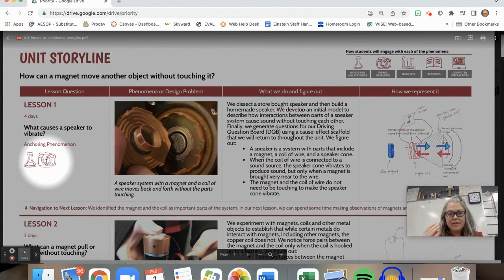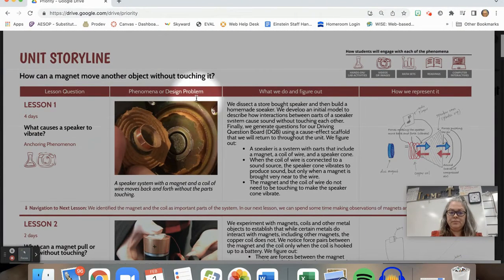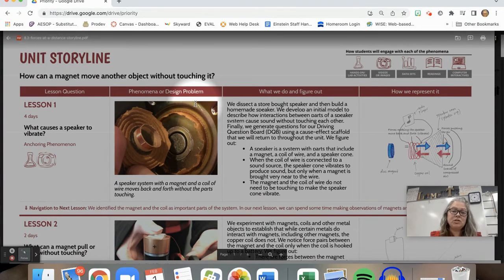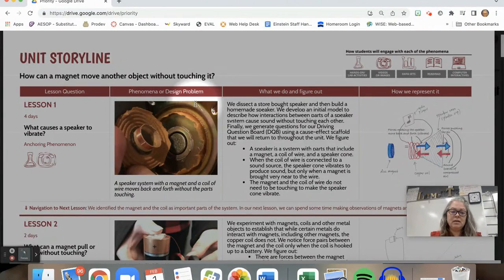The next section of the table that is going to explain each lesson is the phenomena or design problem. And in this column, you will see an image of what it is that the students will be doing in this particular lesson. So for example, we here see an image of a speaker that is being disassembled. There's also going to be some sort of caption on the bottom that kind of gives a snapshot of what is in this image. Here it says, a speaker system with a magnet and a coil of wire moves back and forth without the parts touching.